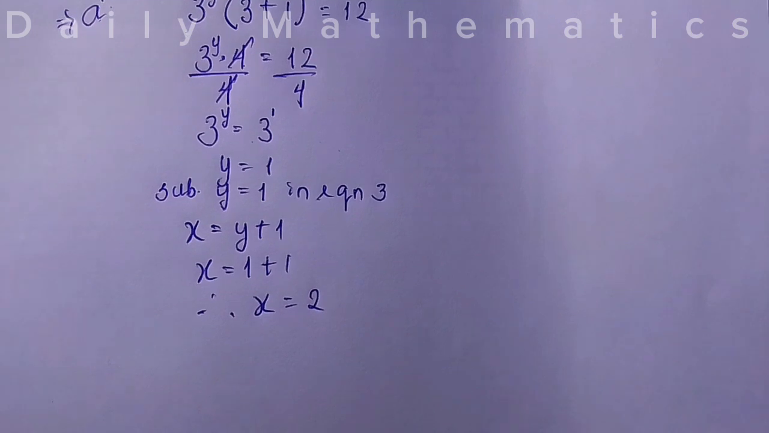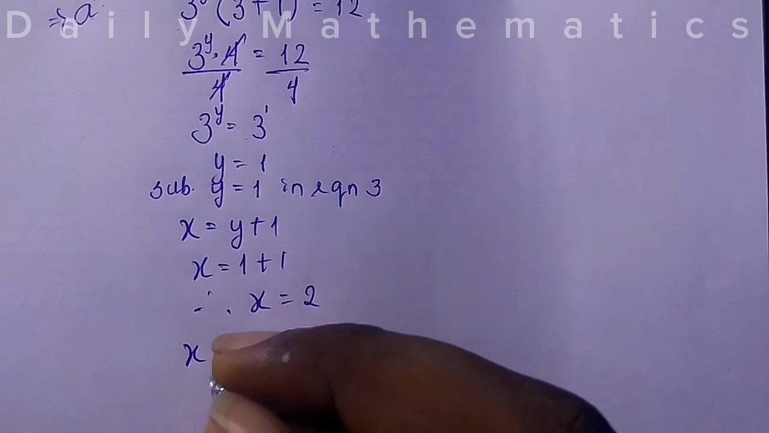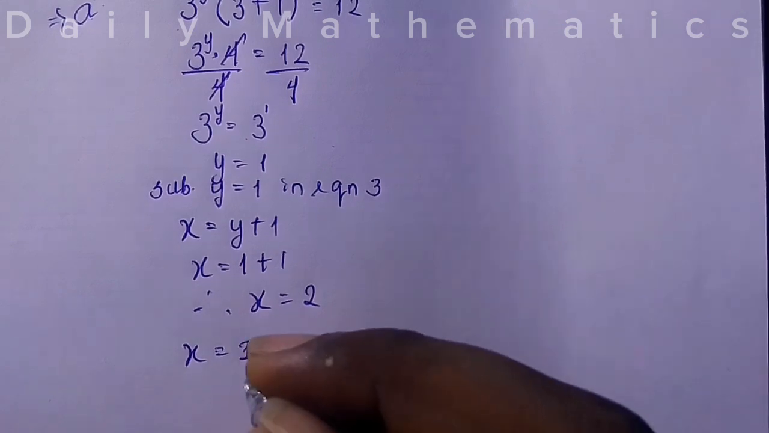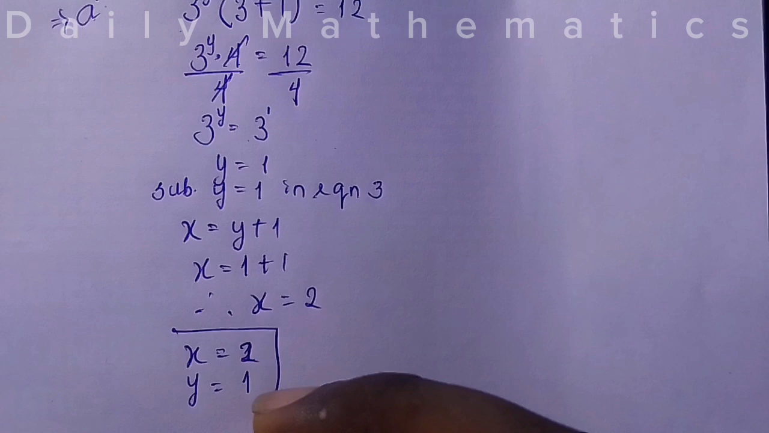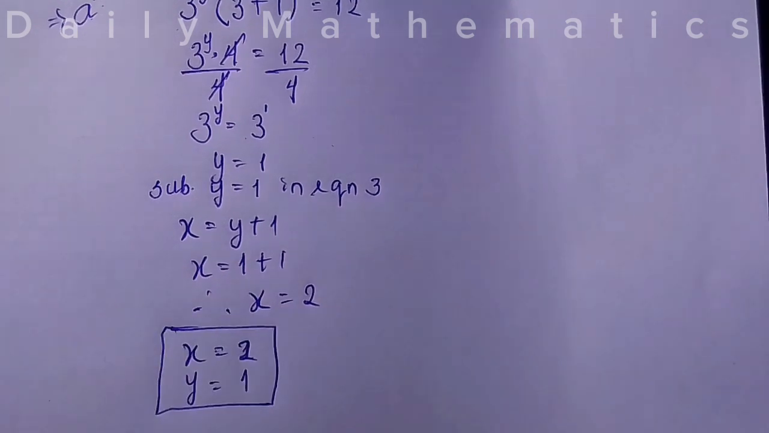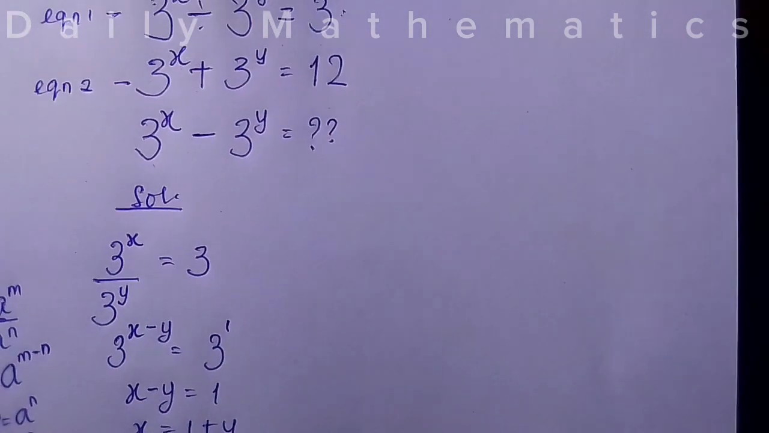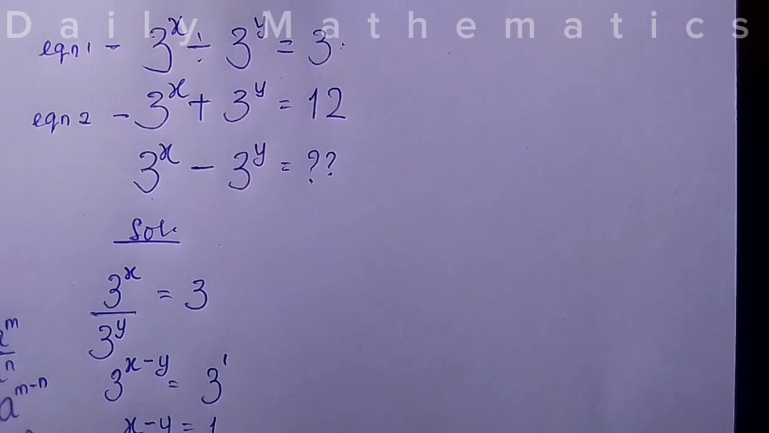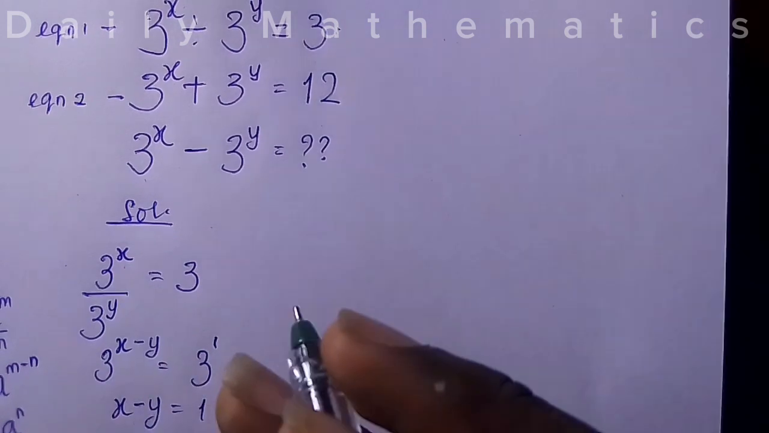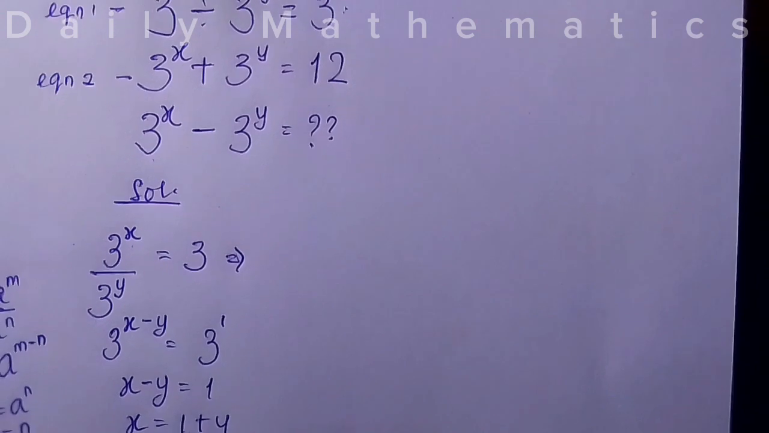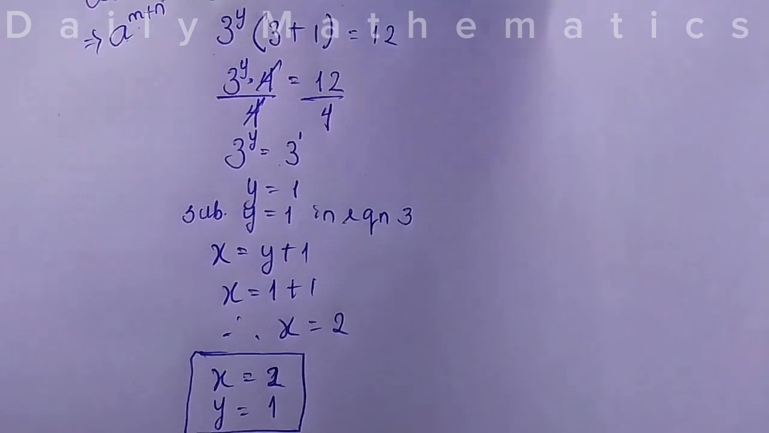So from here we can see that x equals 2 and y equals 1. Right, so after finding x and y, we'll go on to check our equations. These are the original equations, so if they are correct, which they will definitely be. So from here we have 3 raised to the power of x divided by 3 raised to the power of y. So let's check it out here, since we found x and y to be 2 and 1.